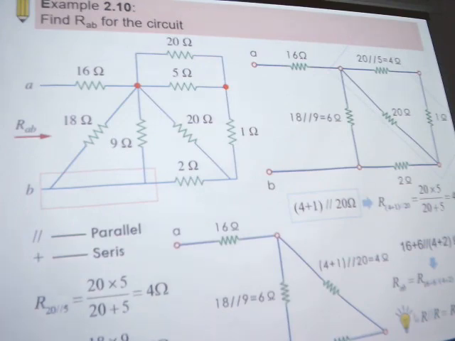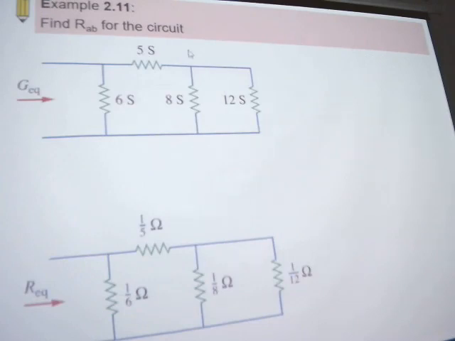Here we should notice, if we have 2 resistances in parallel and they have the same value, the equivalent should be half of it. Remember? So this equation we should remember by heart. Okay, now we are going to see example 2.11. Please find the equivalent RAB for the circuit.